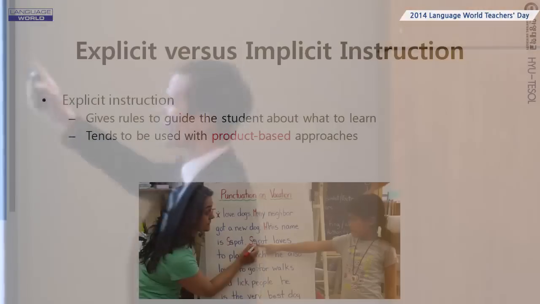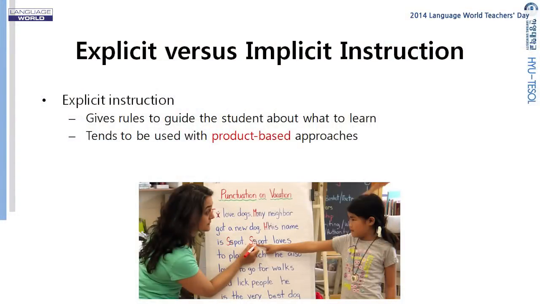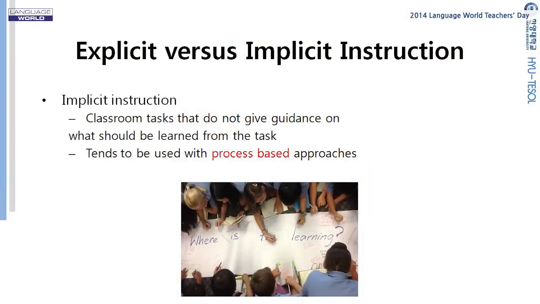One other thing I'll mention about the previous: who's at the center of the action with the explicit instruction? Who's in charge? The teacher is, right? Because it all comes from the teacher. The teacher has to explain everything. It all goes through the teacher. But on the other hand, if it's process-based, who's in charge here? The students, right? The students are in charge.